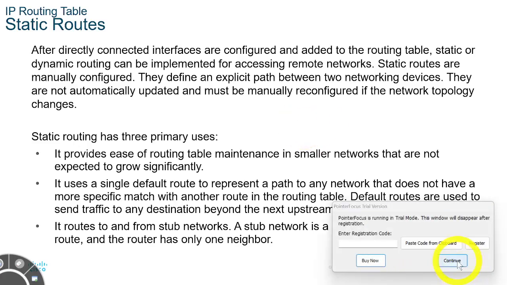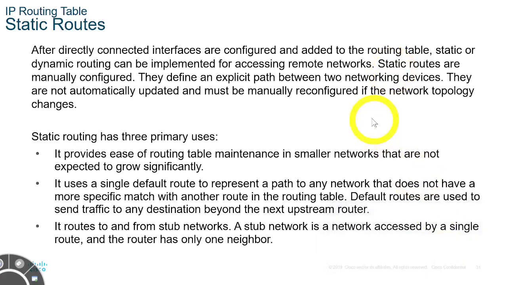Manually. It's always the case manually. So they define an explicit path between two networking devices. They are not automatically updated, so they don't depend on dynamic routing protocols to be updated and must be manually reconfigured if the network topology changes. So if something changes, we should reconfigure them as the network administrator, not the dynamic routing protocols.